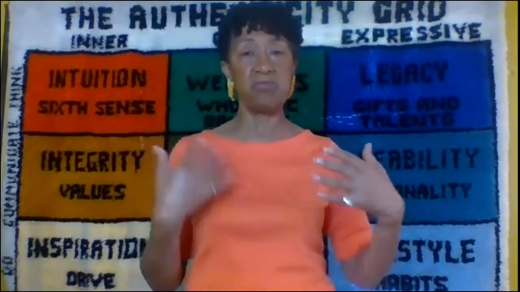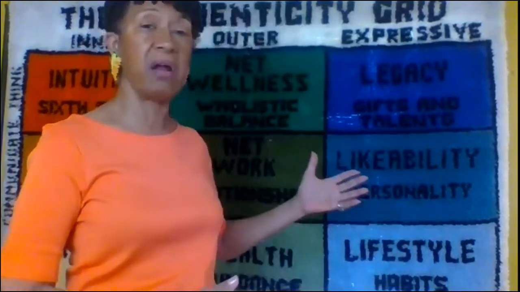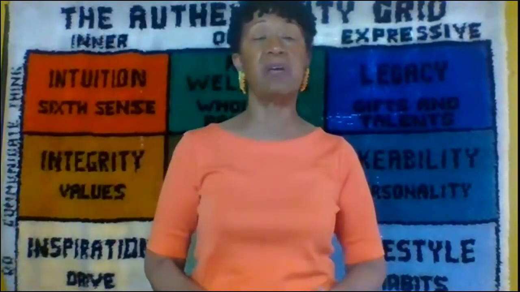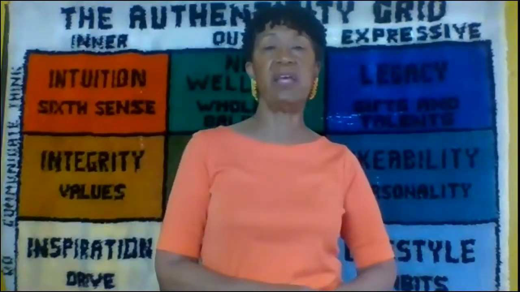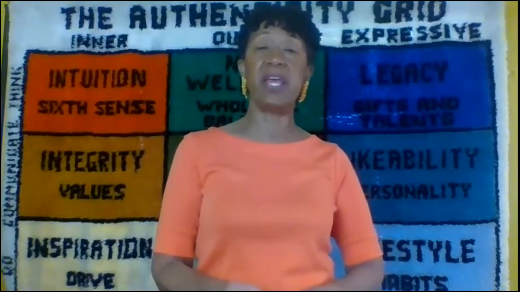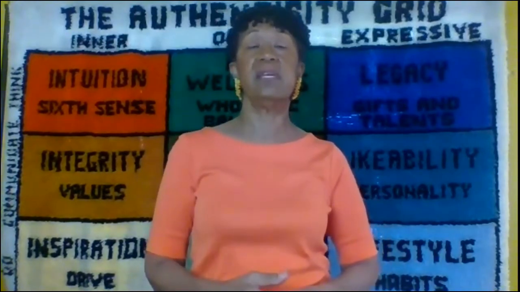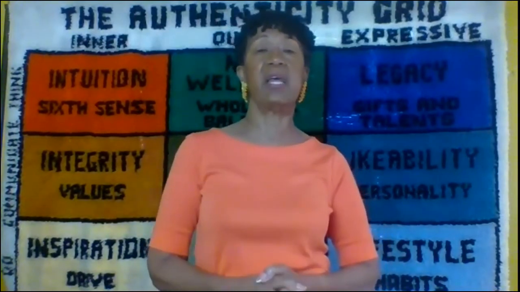When you look at the totality of the grid and where your scores are, and you do your own self-assessment of it, find just one thing to tweak, just one thing to change in your life, and then implement that and do it for 30 to 90 days and see what difference it might make in your life.